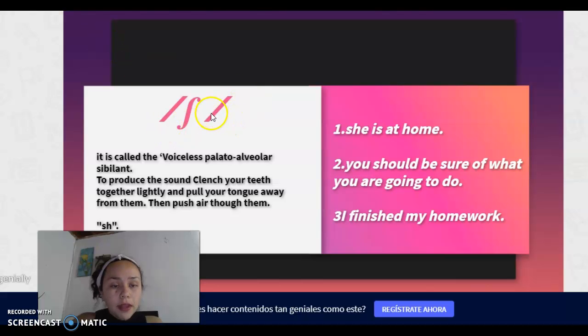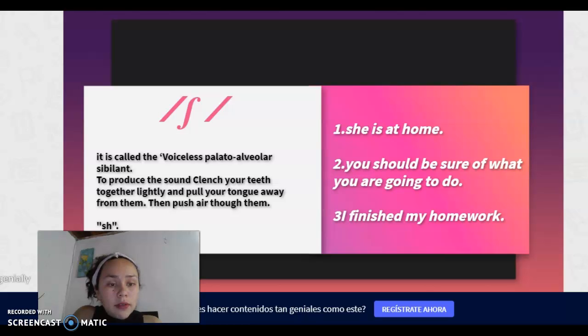The other sound is this. The sound is sh, yeah, sh. And it's similar, and it's normal to spell it with the letters ch. Yes, it's very normal with this word. For example, the word she.